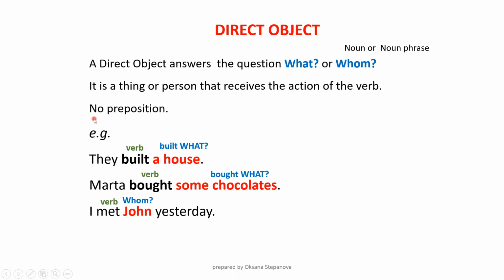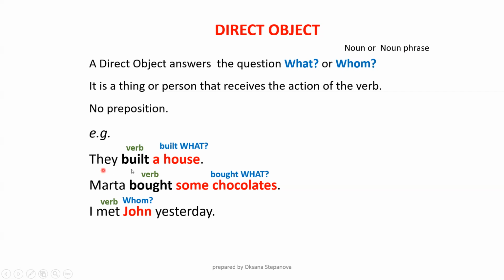Again, there is no preposition. This is very important. So there is no preposition between the verb and the object. Also, all objects come after the verb, not before, but after the verb. Again, I will leave a link to the previous video when I was talking about subjects, verbs, and objects. So you can refer to that video to refresh the grammar rules. All right, so no preposition, I already said that. Let's look at the examples.